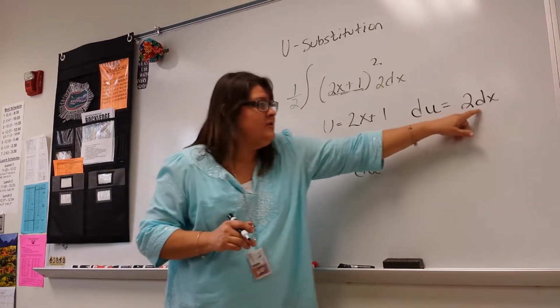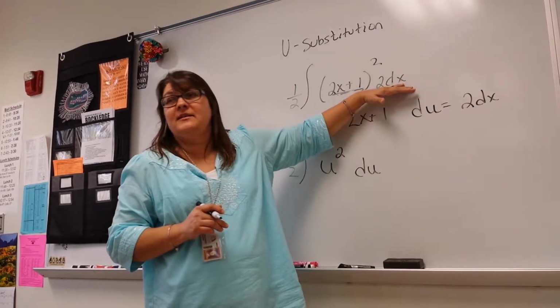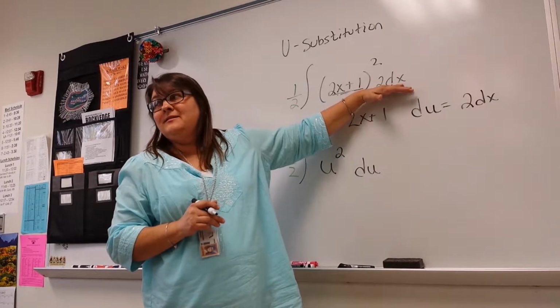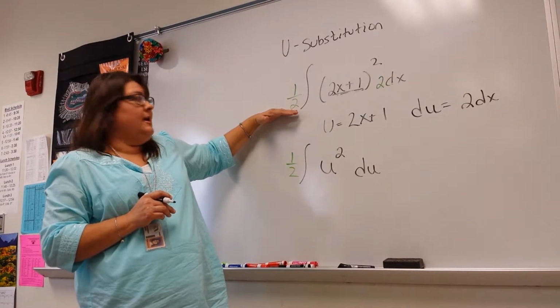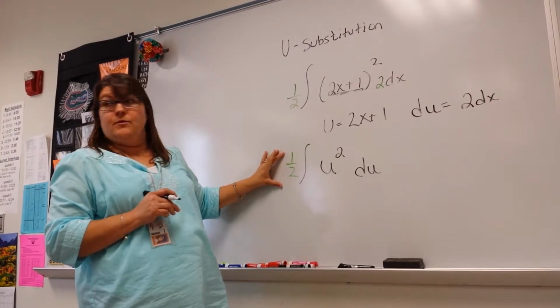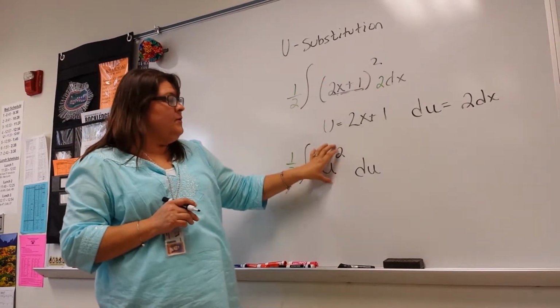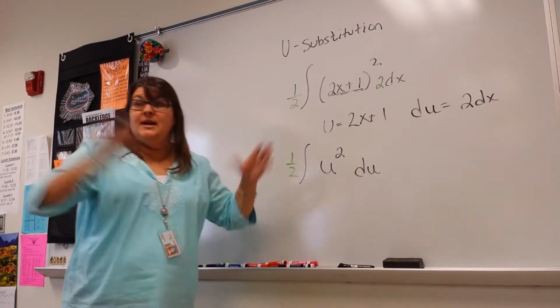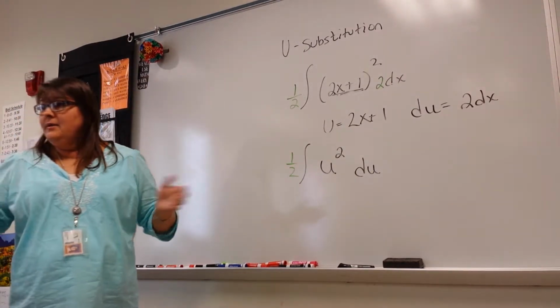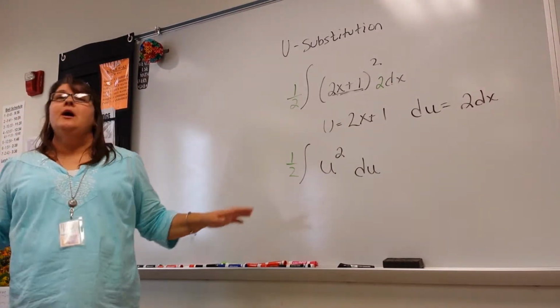Well, du is just 2x. I have a 2x now that I stuck a 2 in there. I can't really just stick a 2 in there. I have to change it by its reciprocal. So this comes down for the ride. This is now u squared. This is now du. Do you see any more x's in it? They're gone, right? So the x's are completely gone.